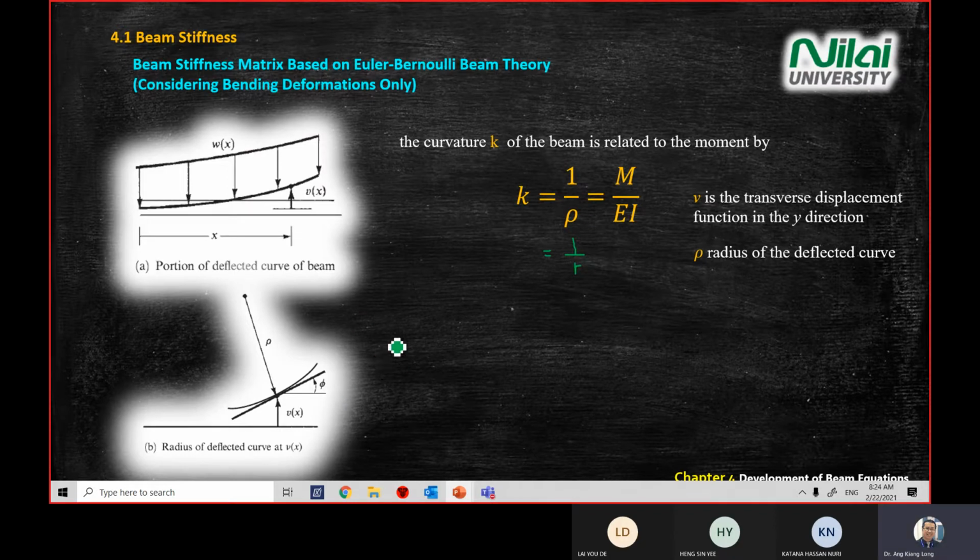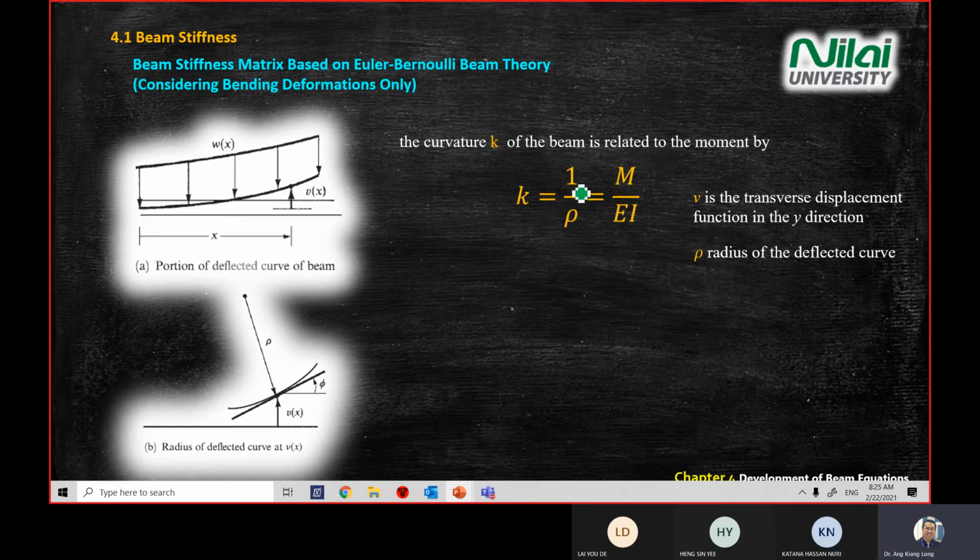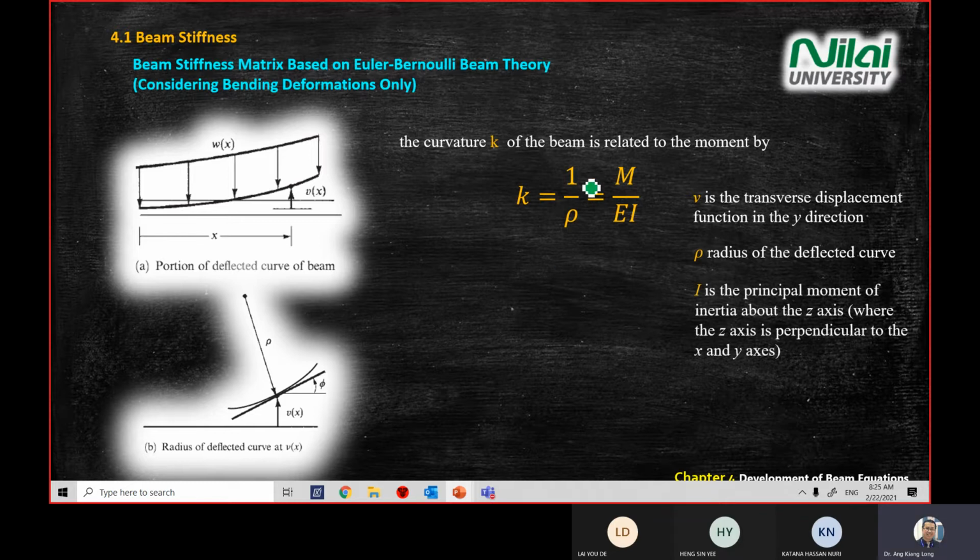But in this chapter, we will use rho as the radius of our deflected curve here. So 1 over rho here is 1 over the radius of your curvature. We can write it equal to moment divided by the modulus of Young, or your elasticity constant E, times the second moment of area I. So this is the first equation for today: K curvature equal to 1 over r or 1 over rho equal to moment divided by EI.